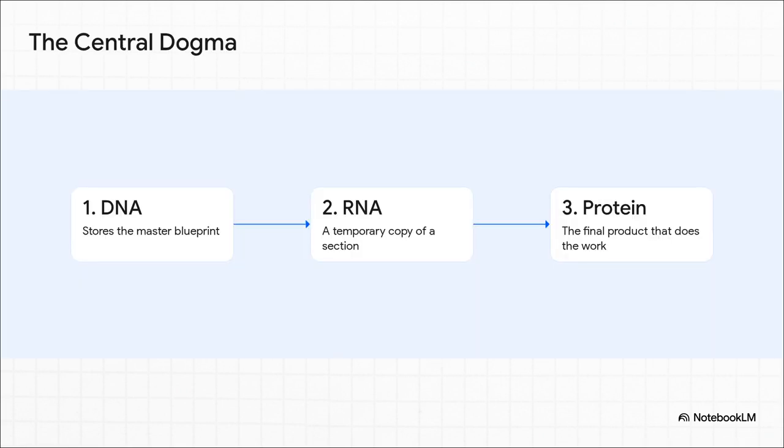This flow of information has a pretty cool name. It's known as the central dogma of biology. Think of it like this. The master blueprint, the DNA, is transcribed into a temporary message, which is called RNA. That RNA message is then taken out and translated to build the final product, a protein. It's just a beautiful, efficient system for turning stored information into real-world action.